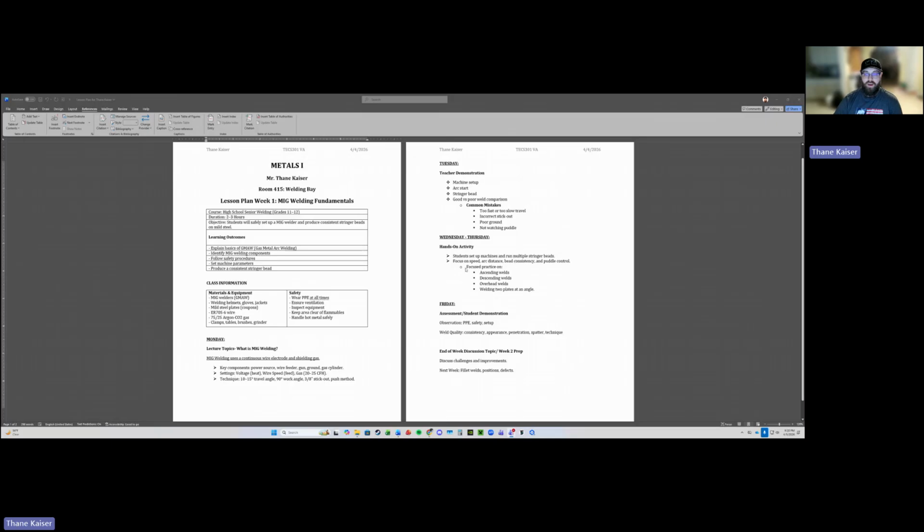There's going to be a focused practice on ascending welds, descending welds, overhead welds, and welding two plates together at an angle to create a bead that will join those plates together. By Friday, the students should be able to demonstrate at least a basic level of competency with the MIG welder, and then we'll also observe: are they wearing all their PPE and safety equipment? Can they set up their welder properly? Do we appear to have a good quality weld with consistency, appearance, penetration, spatter techniques, and so on and so forth?